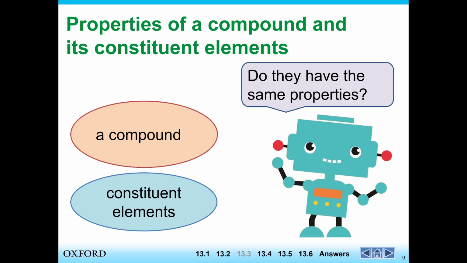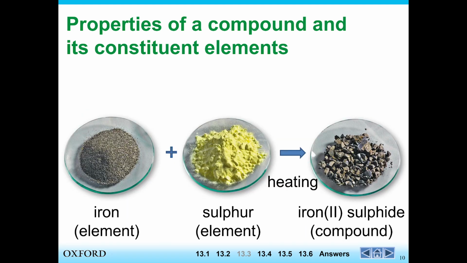Moving on. Do the compounds and the constituent elements have the same properties? So let's see here. There are two elements that you see. One is iron. Iron has the atomic symbol of Fe. Sulfur has the atomic symbol of S here. Sulfur is a nonmetal, iron is a metal. And after heating, do you see the word heating? This means that a chemical reaction has occurred.